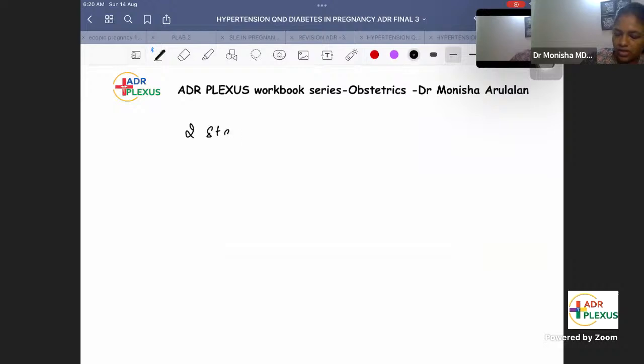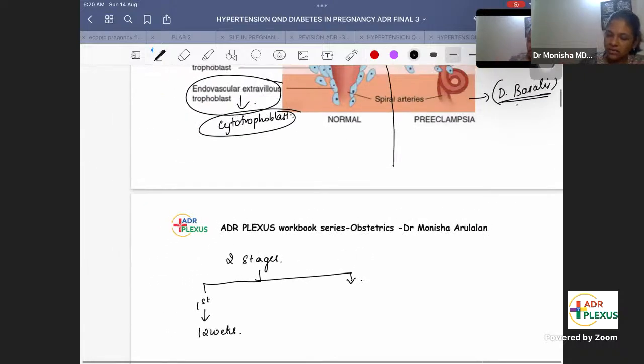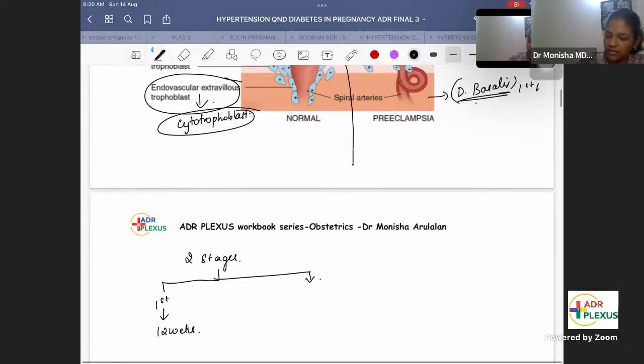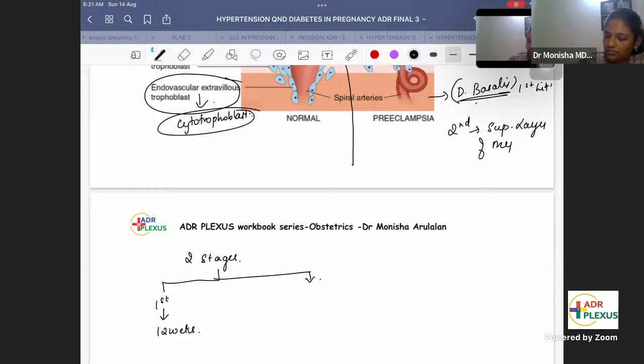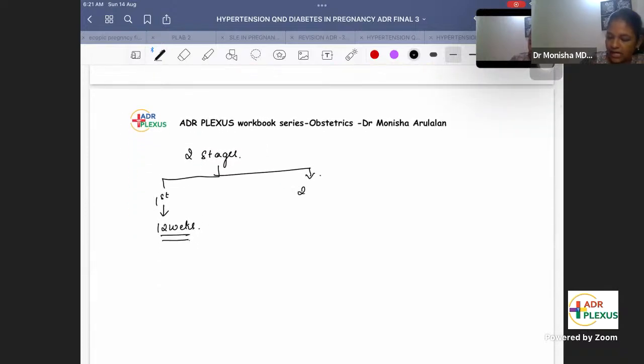It occurs in two stages. Remember, the first one is 12 weeks. It occurs in two stages in the sense the decidua basalis is the first one. First hit is this, where the cytotrophoblast will start invading up to the decidua basalis. The second one is up to the superficial layer of the myometrium. So the first hit is completed by 12 weeks and the second hit by 16 weeks.